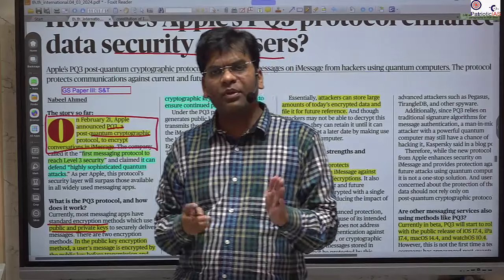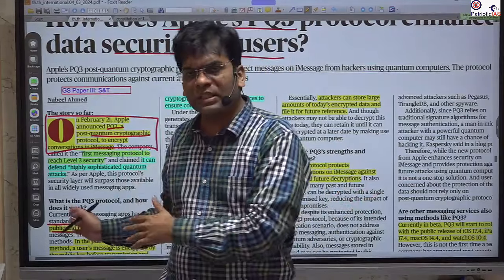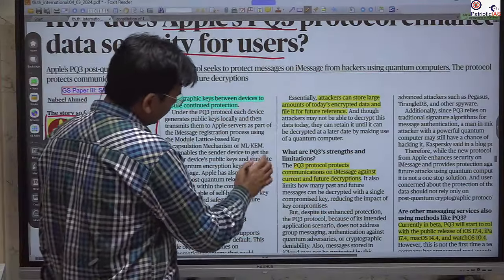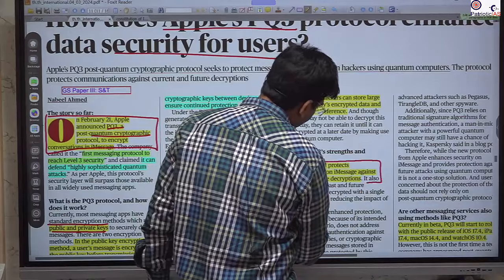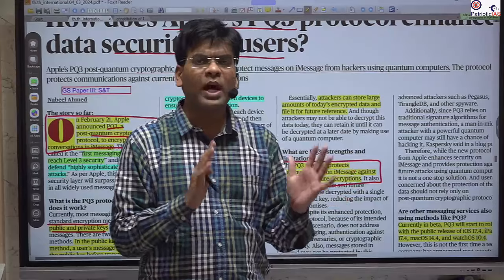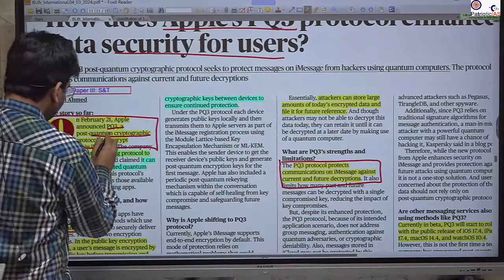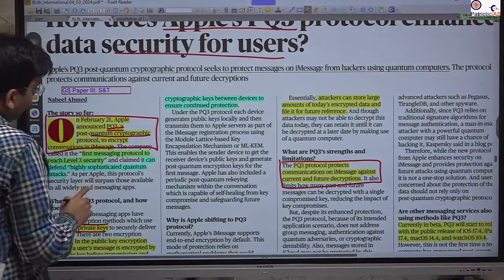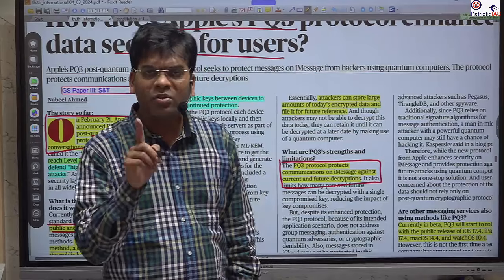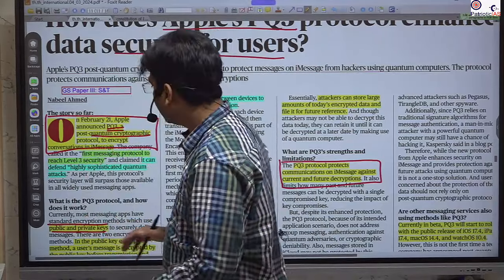Besides that, we are also going to prevent this encrypted data and messages from being stored by those in the middle, the hackers and other entities. So you should just know that PQ3 is a type of encryption and decryption method that uses quantum technology. So that is all about it.